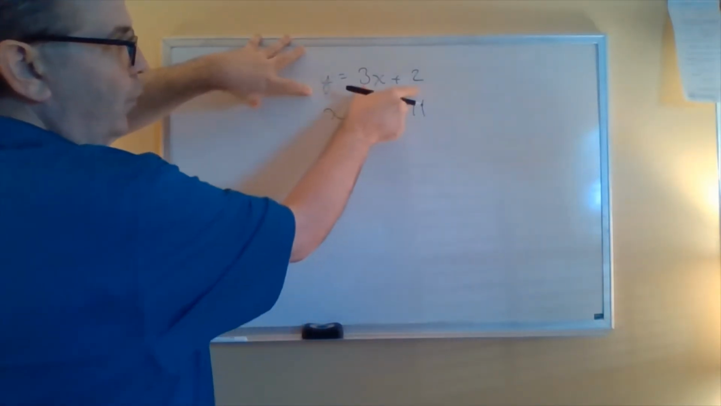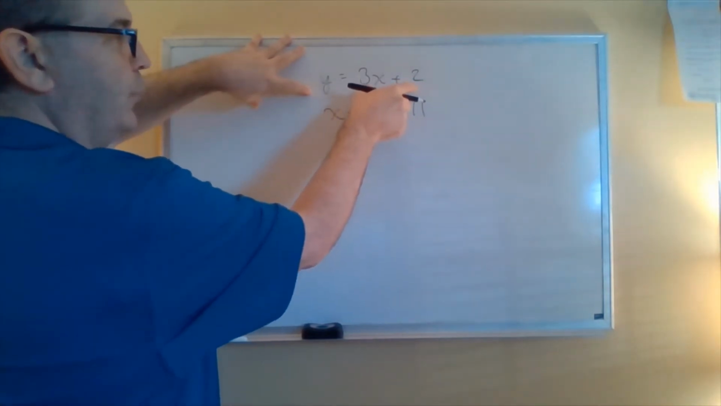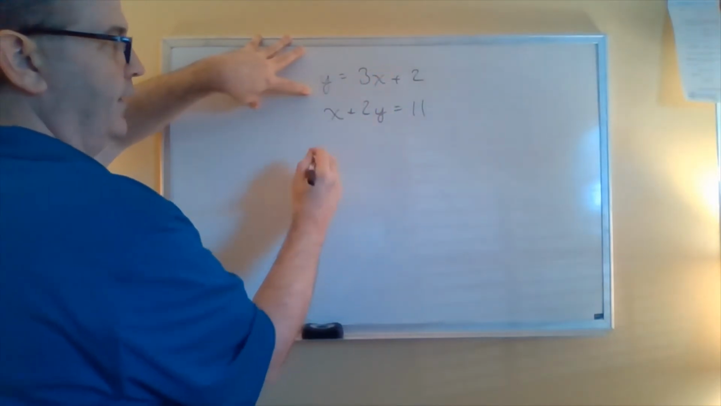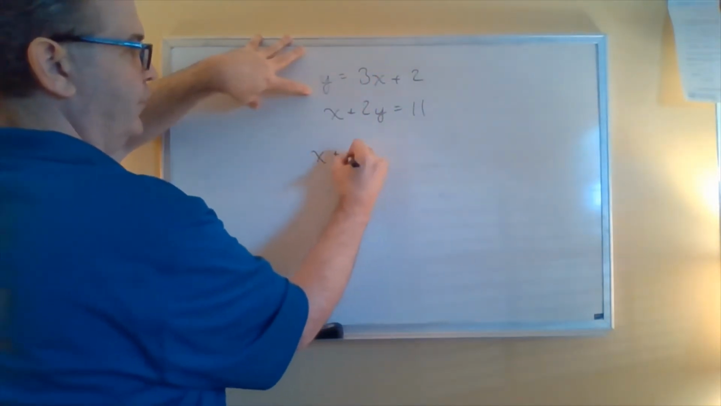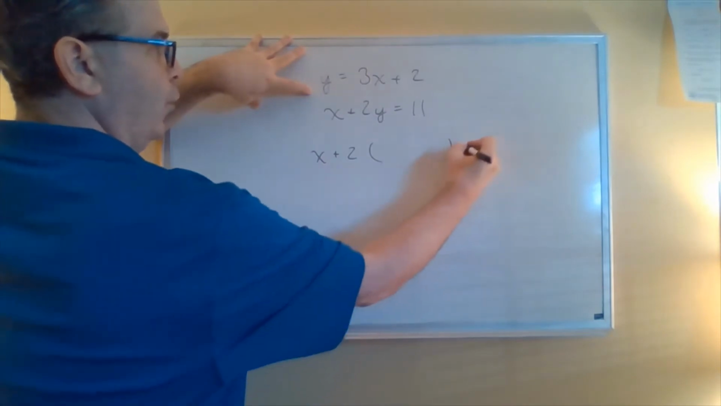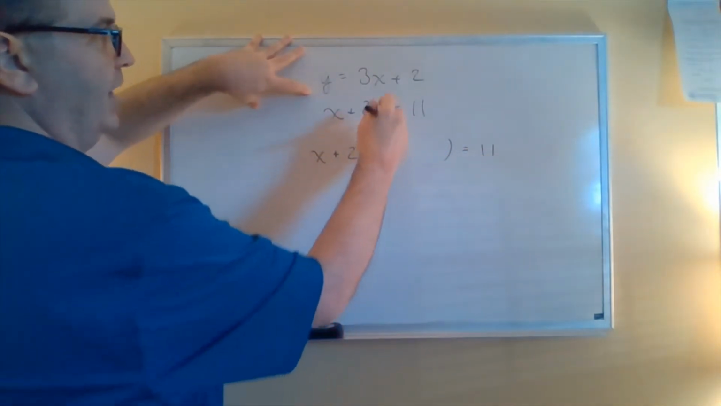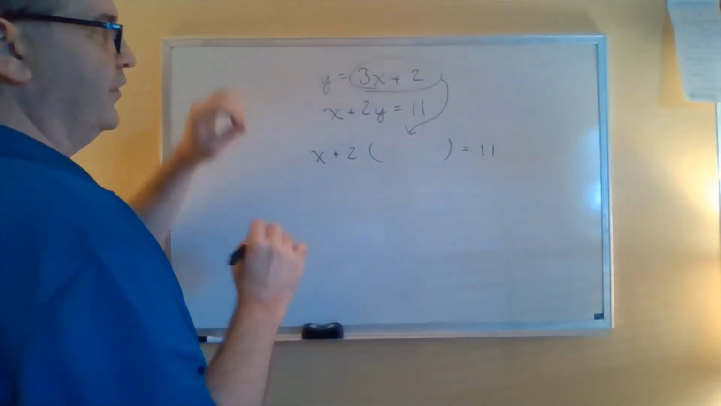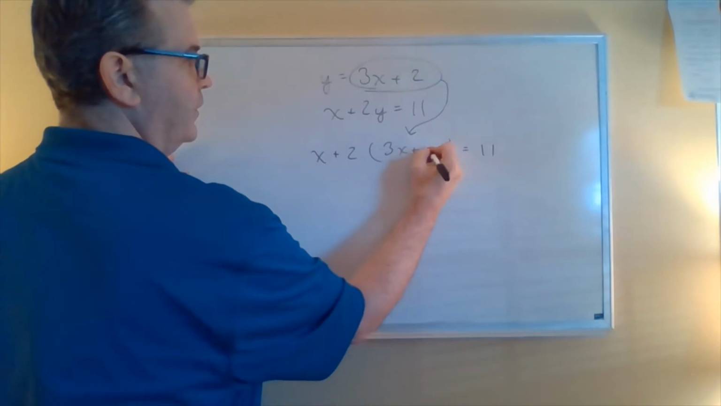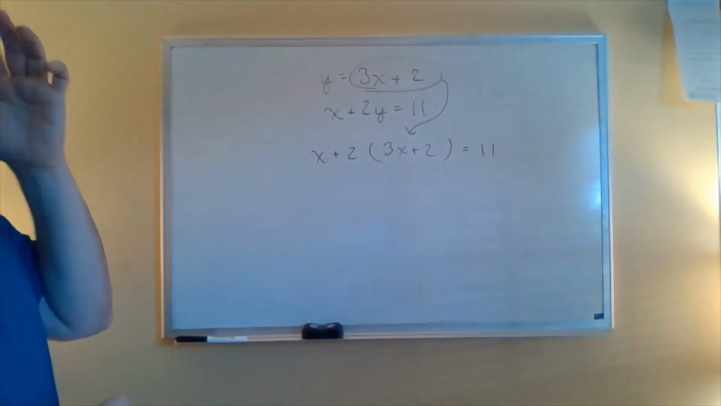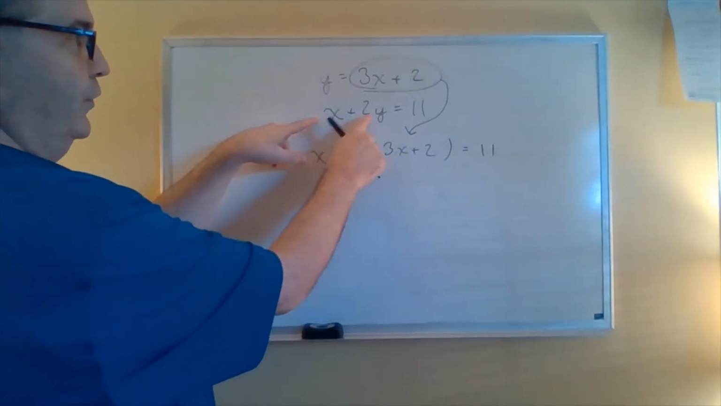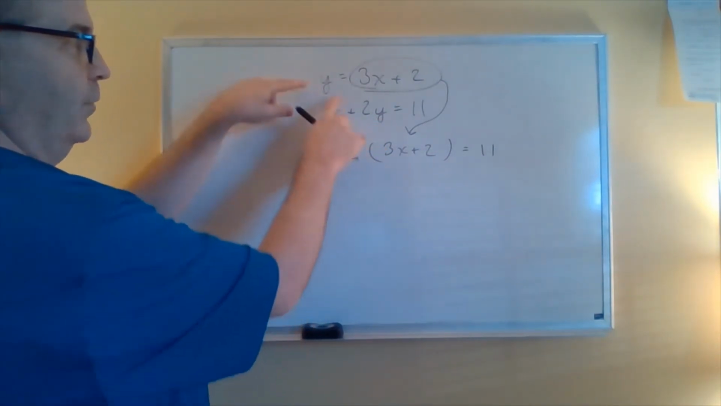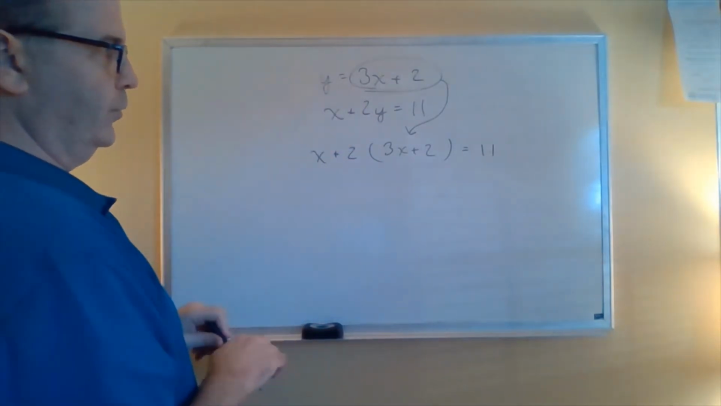So knowing that y is 3x plus 2, we can substitute this 3x plus 2 into the other equation where y is. Here's what I mean. So x plus 2, I'm going to put parentheses where y used to be, because I know that y equals 3x plus 2, so I'm going to put that in the equation instead of y. So there is y, 3x plus 2. This says the same thing, x plus 2 times y, or x plus 2 times 3x plus 2. And we know that's the same because we are told that y equals 3x plus 2.